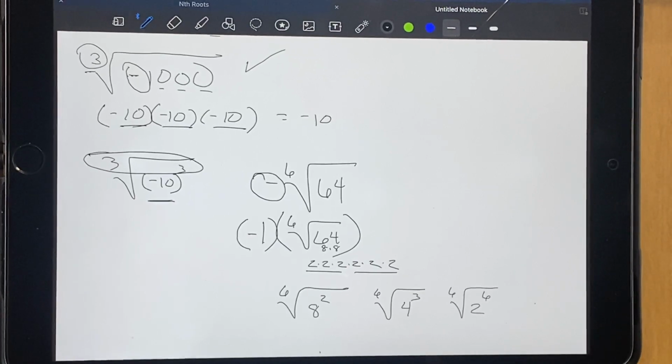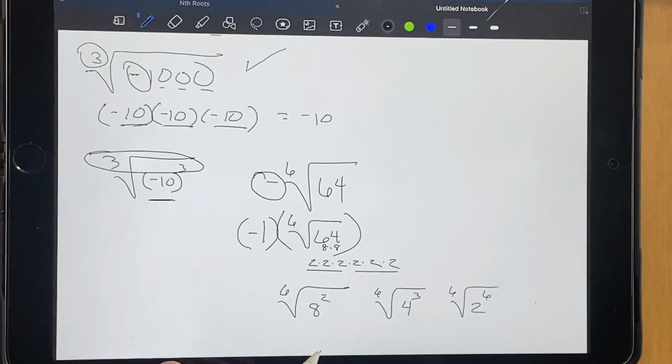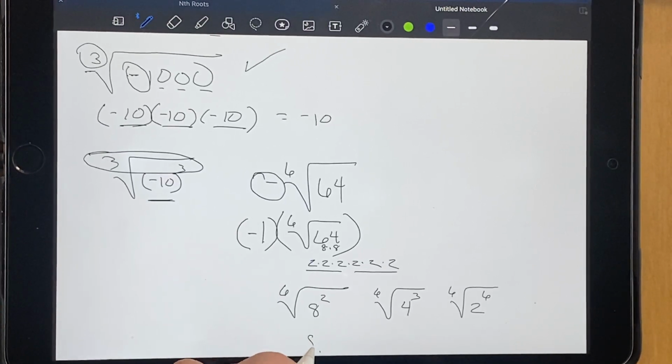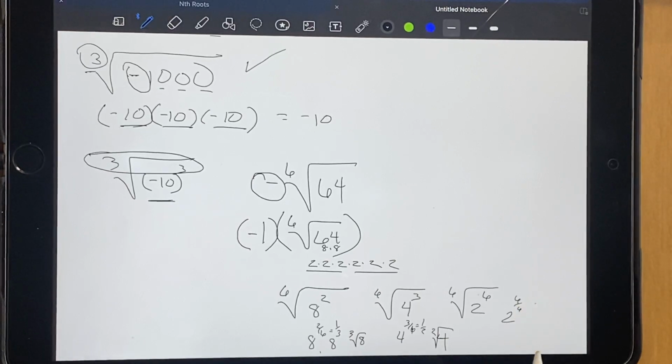Let's see if these are all the same. Okay. If I switch this to our fractional exponents, I would write 8 to the 2/6, which gets simplified. 2/6 is the same as 1/3. So I've got 8 to the 1/3, so that tells me the cube root of 8. In this case, I'd have 4 to the 3/6. 3/6 gets simplified to 1/2, so I'd have the square root of 4. In this case, I've got 2 to the 6/6. 6/6 gets simplified as 1, so I've got an answer of 2.